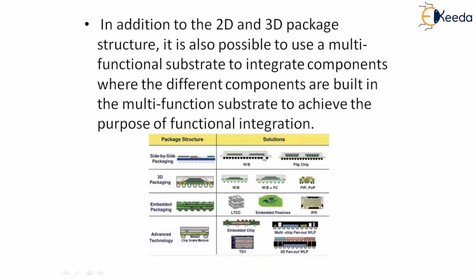So here you can see the package structures, where wire bond and flip chip can be used at the same time by having a side-by-side packaging. This is a 3D packaging. This is having wire bond, this plus function, this and this flip chip. Then embedded packaging is like this, having embedded passives, LTCC and IPD, where the advanced technology, which is known as scale modeling, has all these components like embedded chip, multi-chip, fan-out WLP, TSV, 3D fan-out WLP. Okay, this is all about the basics of SIP package forms.